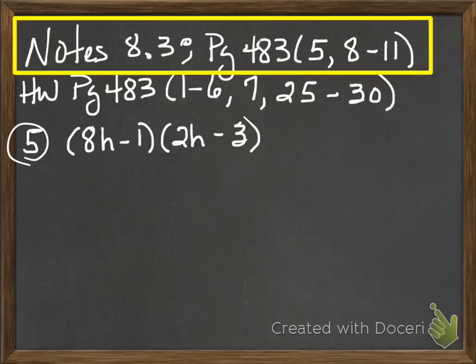We just finished going over homework, so you ought to know how to do this. 8h minus 1 times 2h minus 3. Somebody just tell me what to write down. 8 times 2 is 16h squared. Awesome. 16h squared.